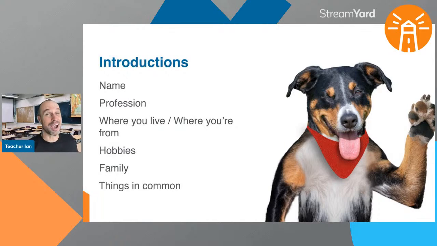Now it's your turn. I want to hear your short introduction. So type it out, just a couple sentences. Use this information. So you can just say your name, your first name if you want, what you do, where you live, where you're from, hobbies if you want, family if you want, or things that you might have in common with me or the other students in the class.